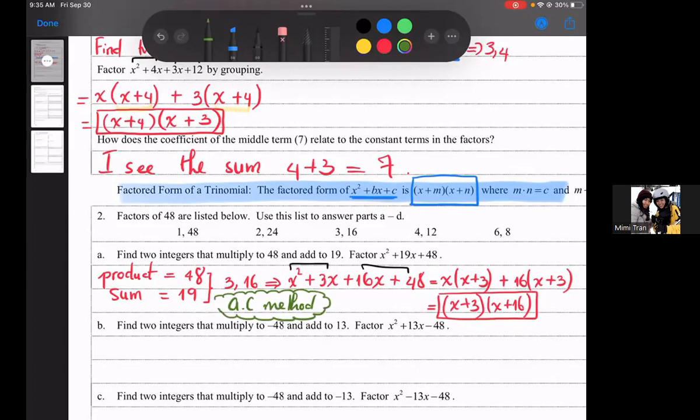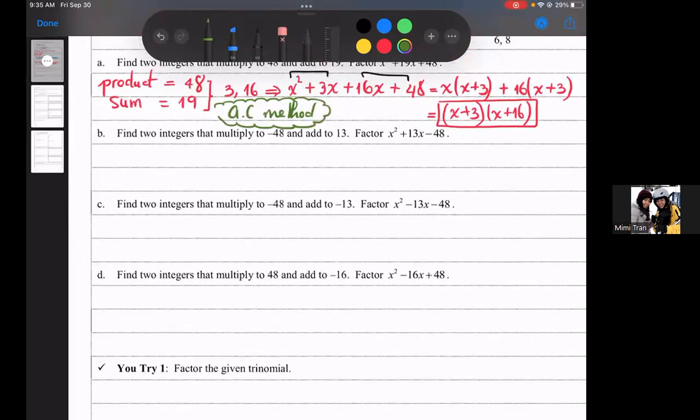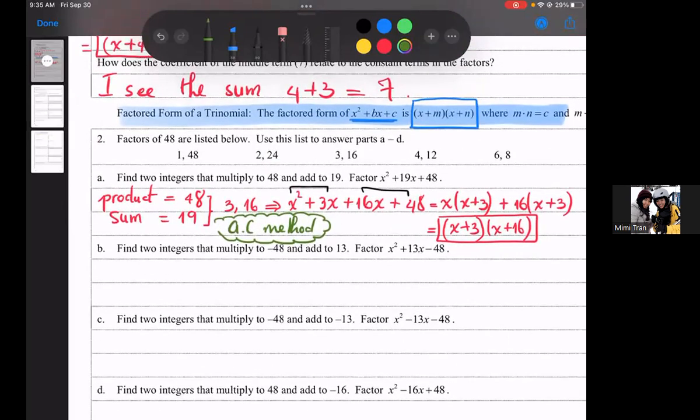Product is 1 times 48 is 48, and the sum is 19. AC, because if I write it in general form, it's ax squared plus bx plus c. So the product is always a times c. In this case, a is 1, so it's always just c. But in general, it's called the AC method. I'm going to show you one more problem using the AC method as well. And then for the last two problems, I'm going to show you a guess and check method. I think you'll like it better, at least for this section. But the AC method will be your best friend in general.